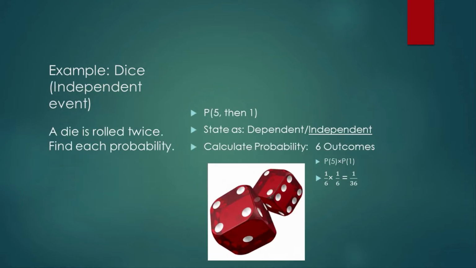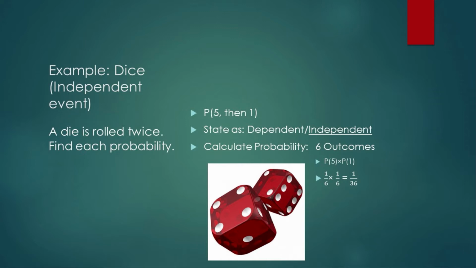To the example of independent event, we'll be using a die. A die is rolled twice. Find each probability. Find the probability that you'll roll a 5 first and then a 1. State whether it's a dependent or independent event.